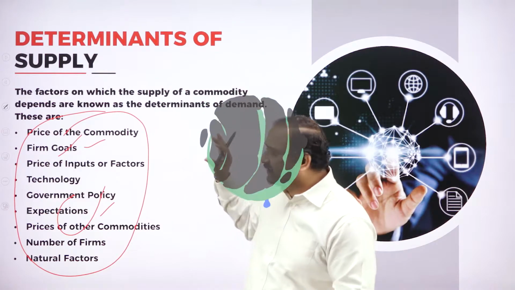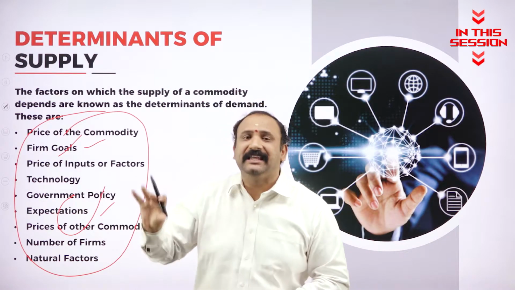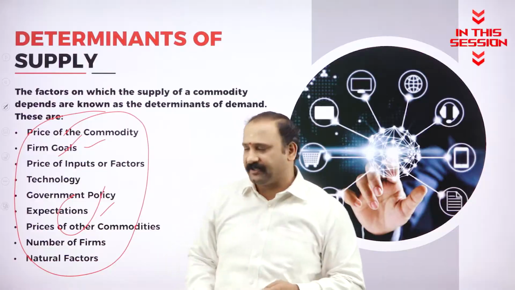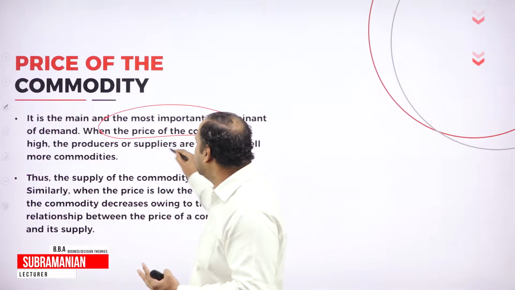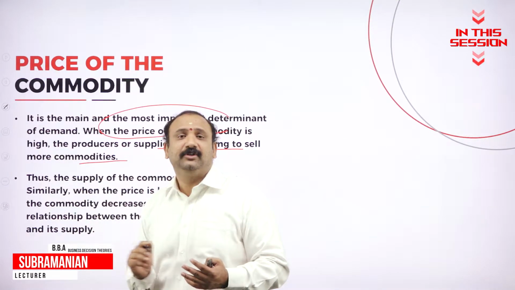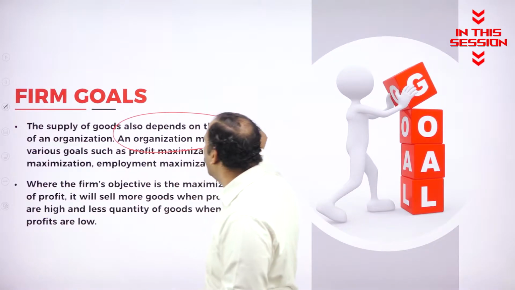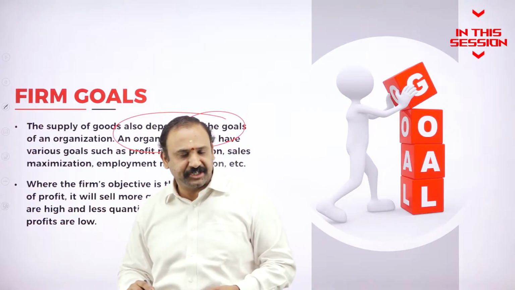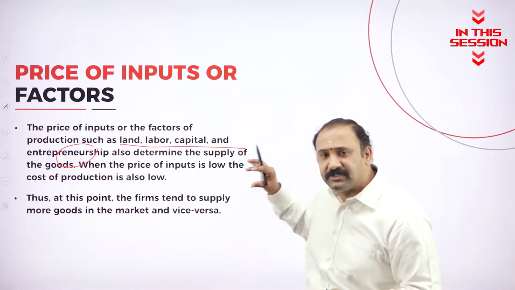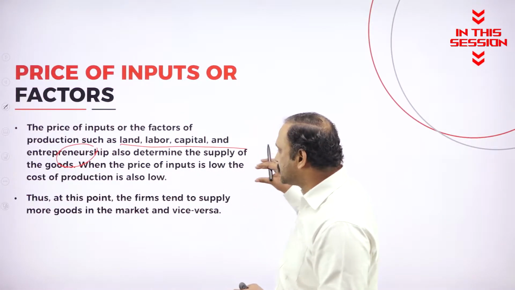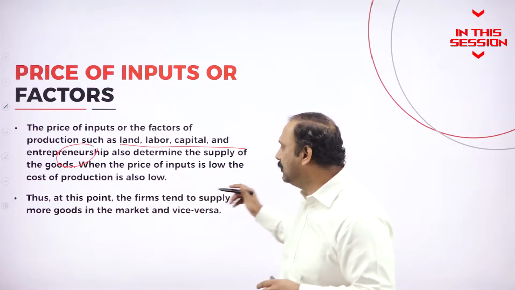So this is where the determinants of supply will really have a massive impact. When the price of the commodity is high, the producers and suppliers are willing to sell more commodities. Supply of good also depends on the goals of the organization. When the price of inputs is low, that is, the cost of production is also going to be low.